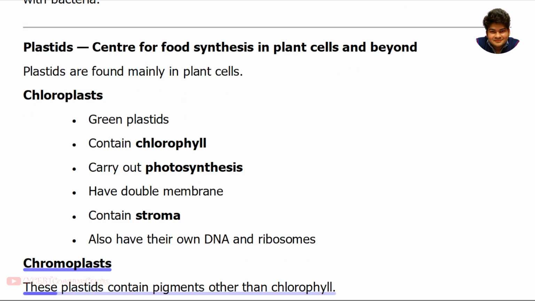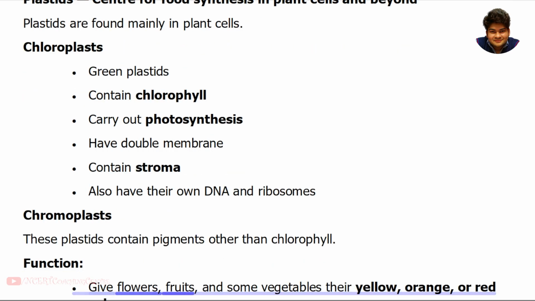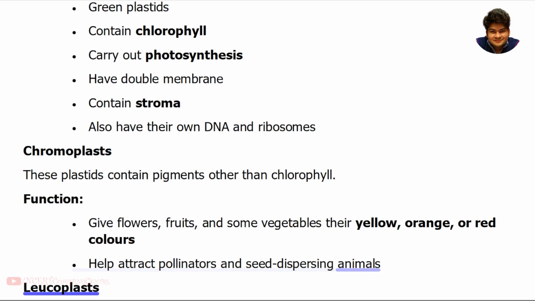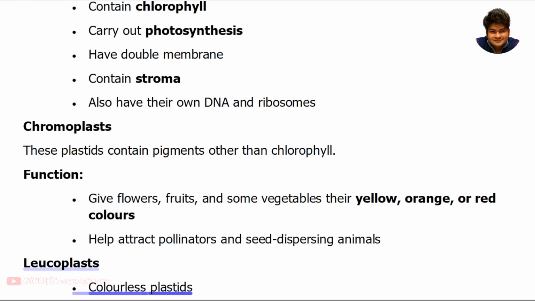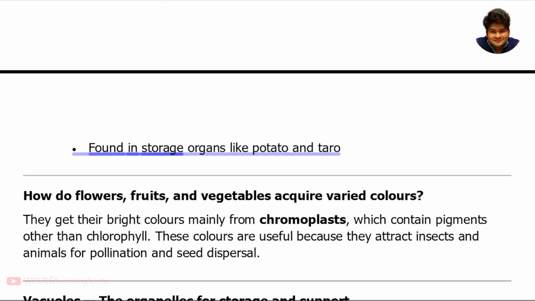Chromoplasts. These plastids contain pigments other than chlorophyll. Function: give flowers, fruits, and some vegetables their yellow, orange, or red colors. Help attract pollinators and seed-dispersing animals. Leucoplasts, colorless plastids, store food such as starch, oils, or proteins. Found in storage organs like potato and taro.